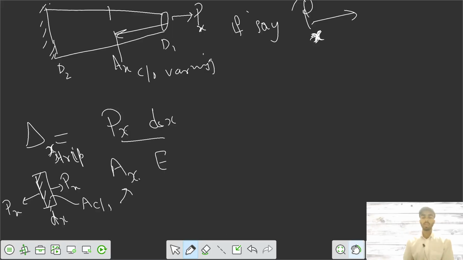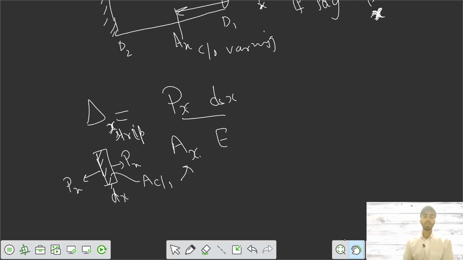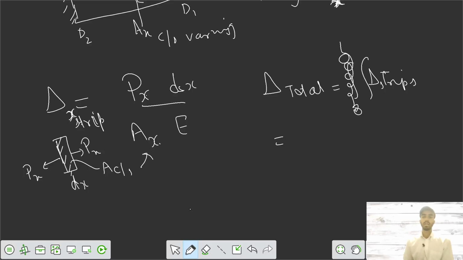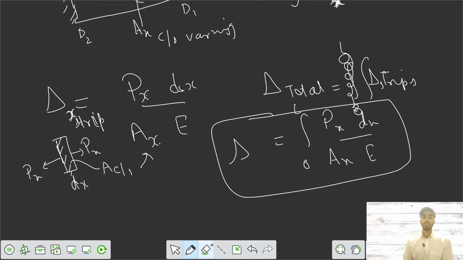There are an infinite number of strips in the overall member. Then you integrate this equation. We say delta total equals the integration from 0 to L of delta strips, the integral of all those strips, and your load is varying. Px is varying, so from 0 to L, Px dx by Ax E. This is your delta total. This is your standard equation.